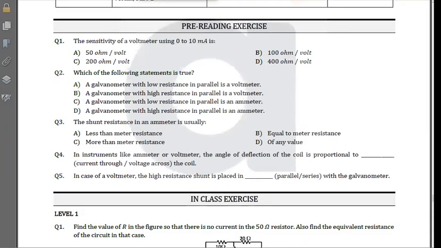Okay, chalo. Let us solve pre-reading. The sensitivity of voltmeter using 0 to 10 milliampere is. Now, when you talk about sensitivity, what's the meaning of sensitivity? Tell me. Do not get confused by this. V is equal to IR, right? What is I? V by R, right? Yes or no? Okay.